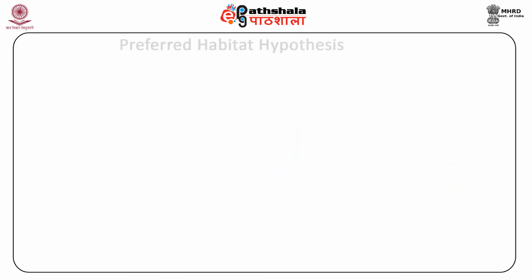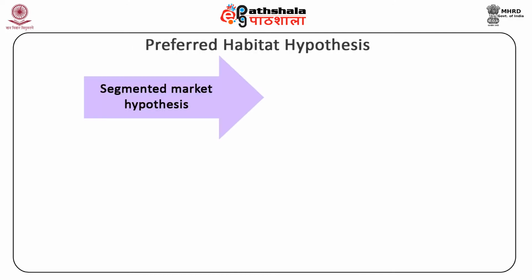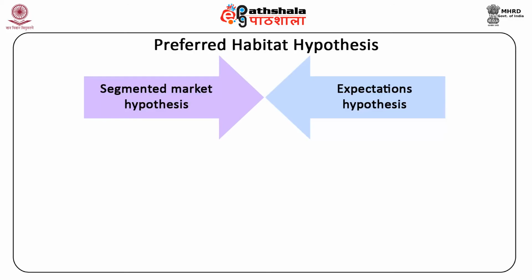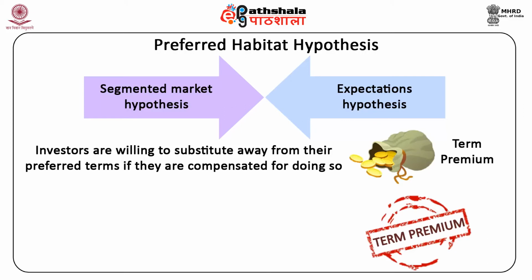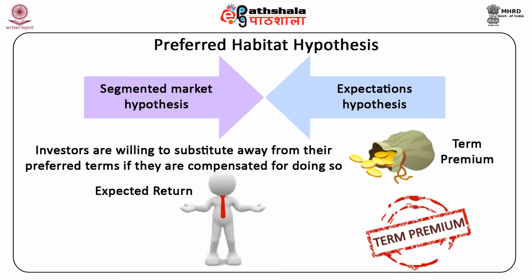Preferred habitat hypothesis. The preferred habitat hypothesis combines important characteristics of both the segmented markets and expectations hypothesis. The hypothesis says that while investors have a preference for bonds of a given term, they are willing to substitute away from their preferred terms if they are compensated for doing so. The compensation required to induce investors to purchase an asset with a different term to maturity is known as the term premium. Hence, an investor will choose financial instruments on the basis of both the expected return on the financial instrument and his or her preference for a particular maturity.